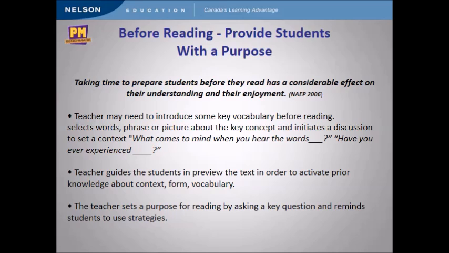And we also want to be very clear about setting a purpose for reading and reminding students to use the strategies. And this is where, as we talked about earlier, we might have some of those strategies and prompts posted on anchor charts near the guided reading group, so we can be referring to them both before we start the reading and during the reading.